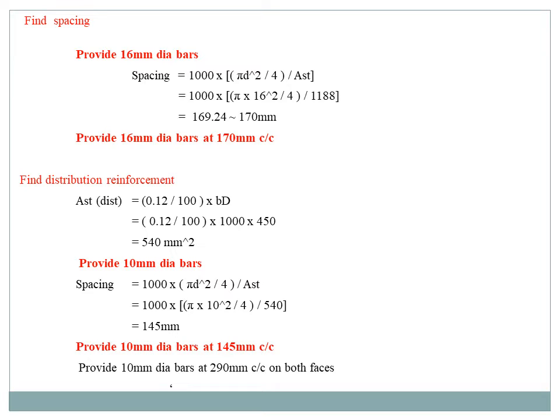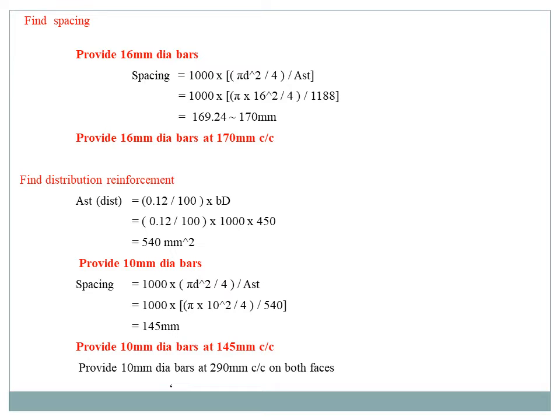Then find the distribution reinforcement. Distribution reinforcement is nothing but the minimum reinforcement. So AST distribution is equal to 0.12 divided by 100 into B into D, because our constant formula is 0.12 percentage of cross section area. Then B is equal to 1000 mm, D is equal to 450 mm, we know that. So you get AST is equal to 540 mm square.